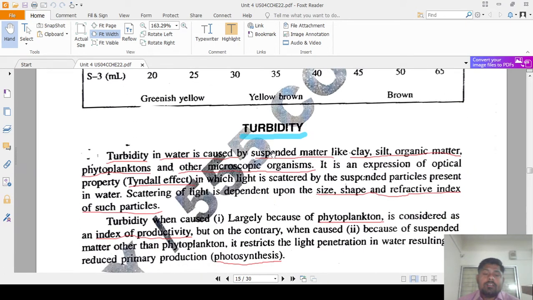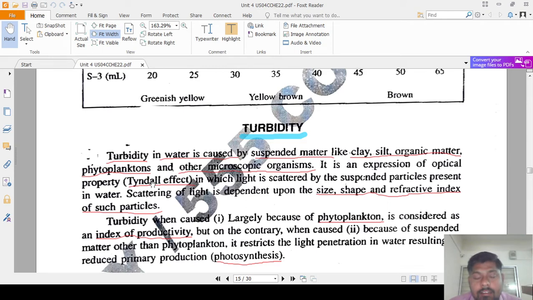Okay, next, that is called turbidity. Now, why is turbidity present in the water sample or in fresh water? The turbidity in the water is because of suspended matters like clay, silt, organic matters, phytoplanktons, other microscopic organisms. And it is an expression of the optical property called Tyndall effect. Now, what is the Tyndall effect? That is in TYBSc semester 6 physical chemistry.